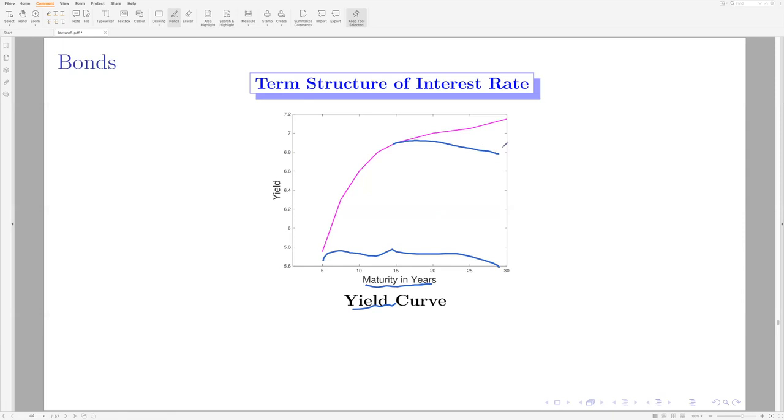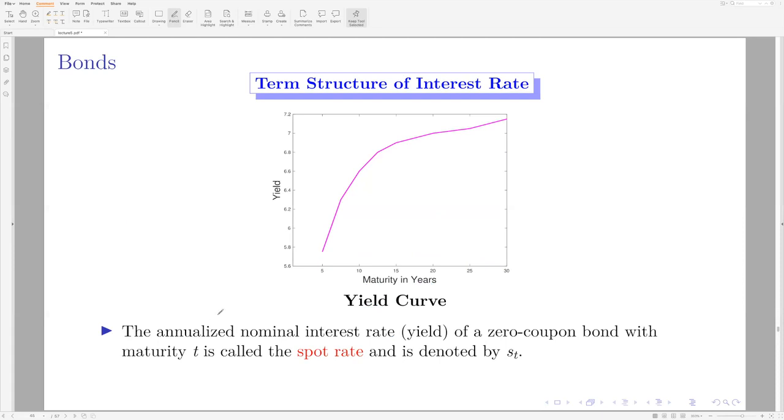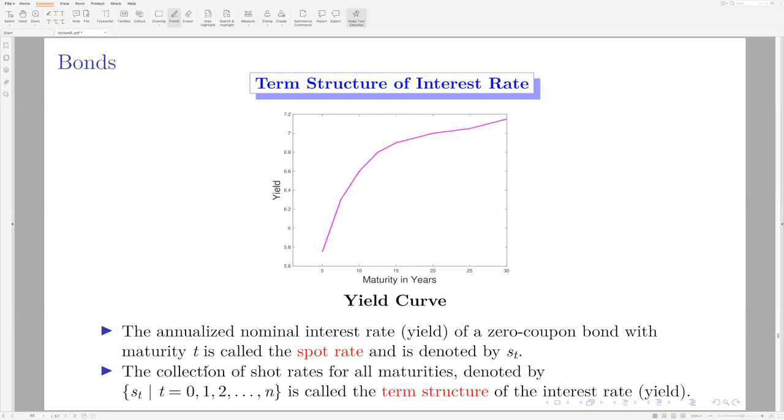The data plotted here is not real-time data. I have just given a rough idea here. The annualized normal interest rate, which is precisely the yield of a zero coupon bond with maturity time T, is called a spot rate and is generally denoted by S_T. And the collection of spot rates of all maturities is denoted by this S_T, where T belongs to this.